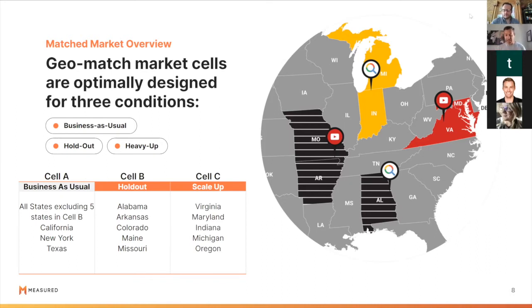Now, alternatively, there's another kind of test called the scale-up test or the heavy-up test, where you're trying to understand the scale of Facebook. Where now you're spending $250,000, you want to understand what would happen to the impact of Facebook when you double your budget, when you go from $250,000 to $500,000 a month, right?